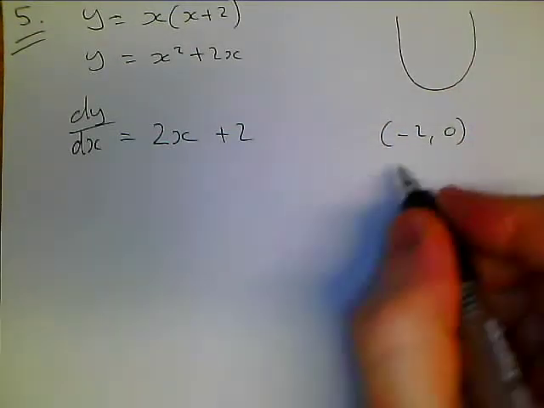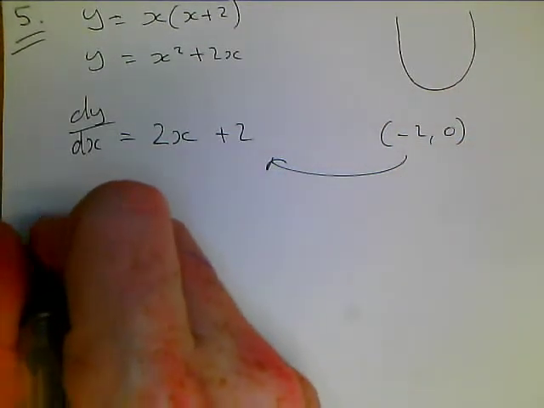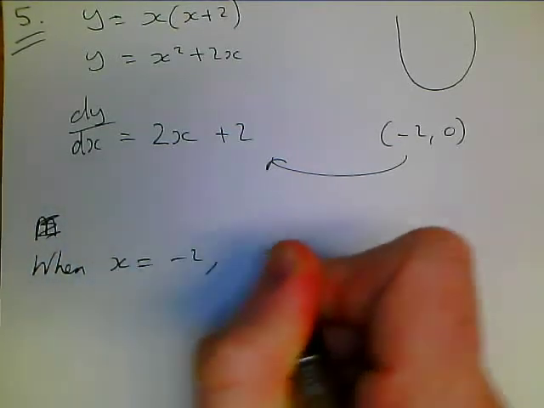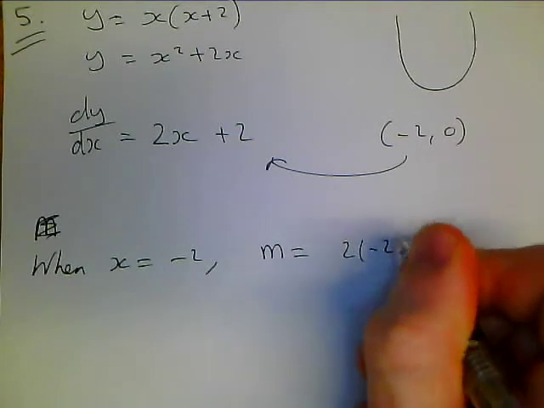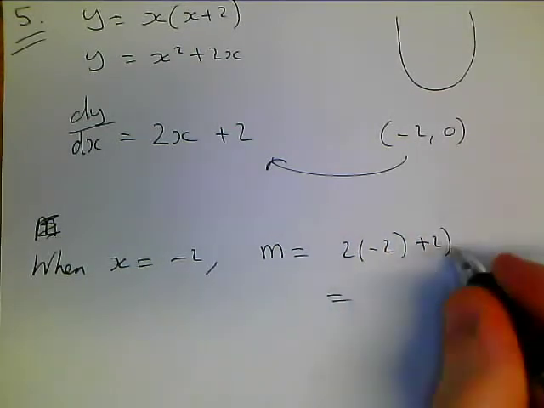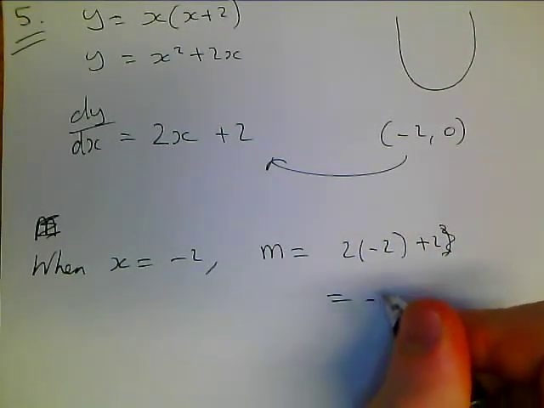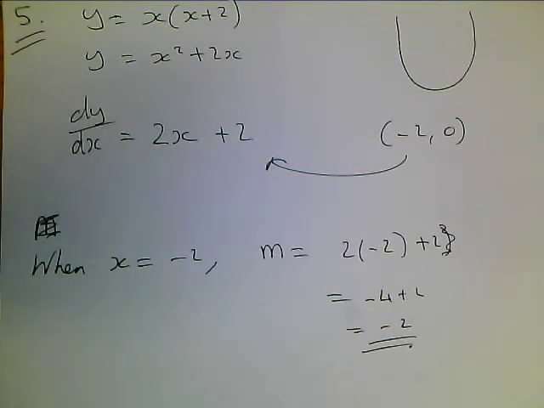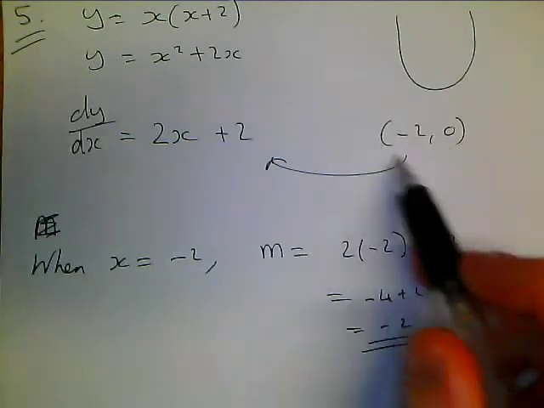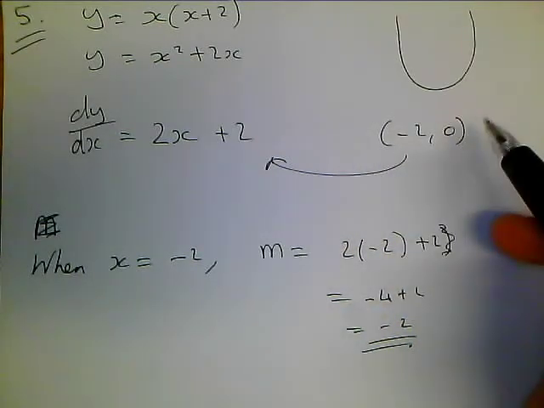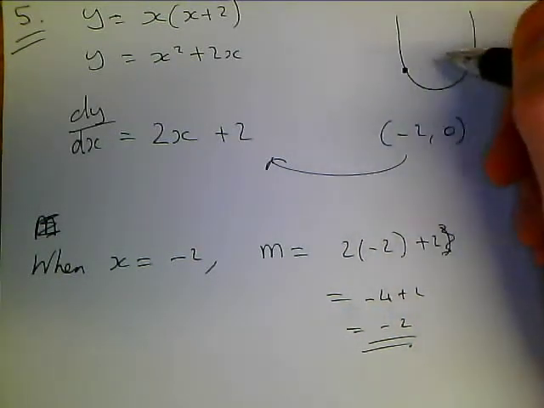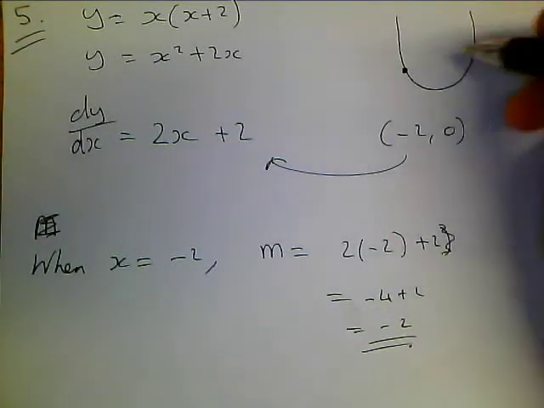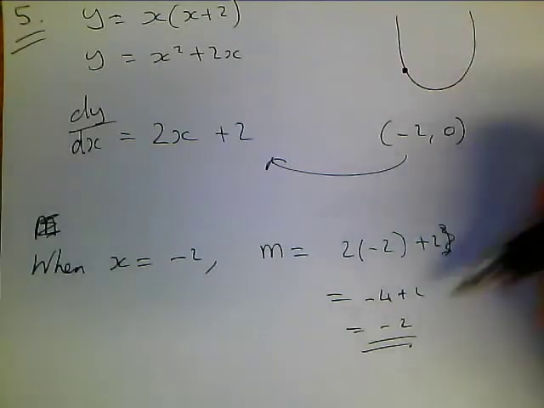So if I put minus 2 into this, when x is minus 2, the gradient is 2 times minus 2 add 2. I get out, believe it or not, minus 4 add 2, I get minus 2 out of it. Now, what that means is, at minus 2, 0, at this coordinate, wherever that may be, possibly over here somewhere, the gradient of the curve at that point is minus 2.